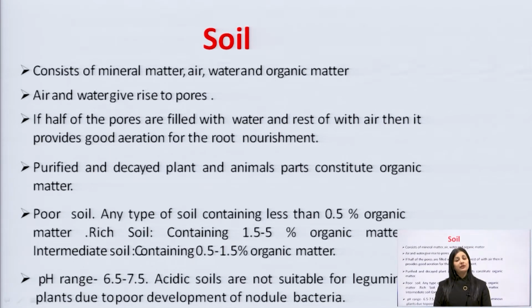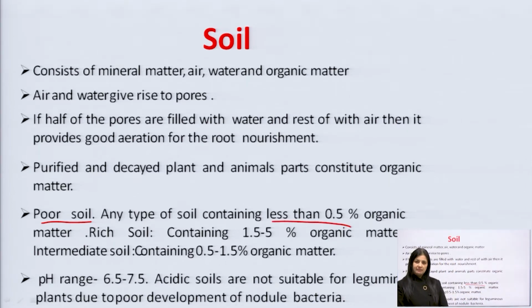We can also grade the soil depending upon its organic matter into three categories. Number one is the poor soil. This is a soil which contains less than 0.5% of organic matter. Rich soil contains 1.5 to 5% of organic matter, and obviously the intermediate is the one which contains 0.5 to 1.5% organic matter.